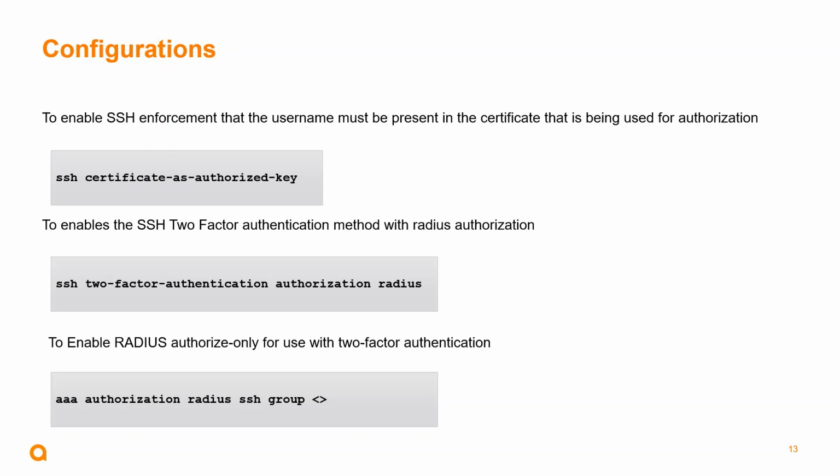Next CLI is AAA authorization radius SSH and then the RADIUS server group. This enables RADIUS authorize only for use with two-factor authentication. So by default, RADIUS authenticates and authorizes a client that is configured for AAA based access. This command causes the RADIUS server instance to be used only for authorization, not for authentication. The authorization requests are sent over TLS and therefore RADIUS authorize only requires a RadSec server as the RADIUS server. So a RadSec server has to be configured in a RADIUS server group and that group has to be assigned in the CLI.